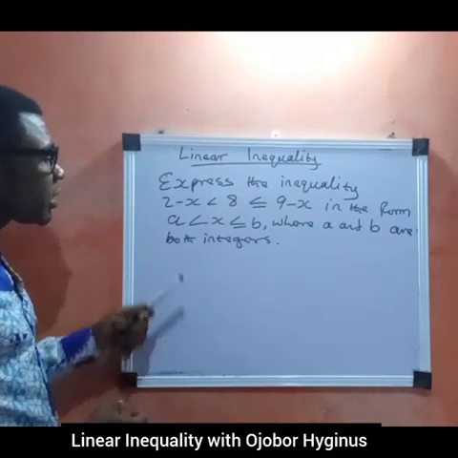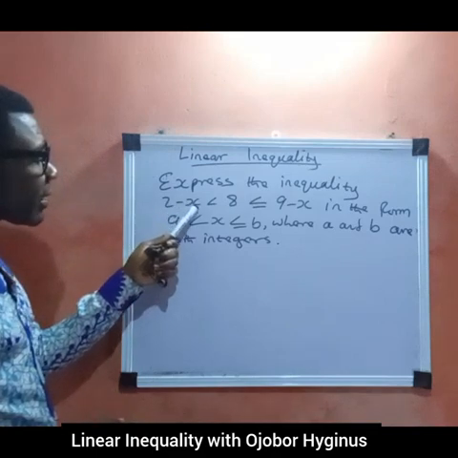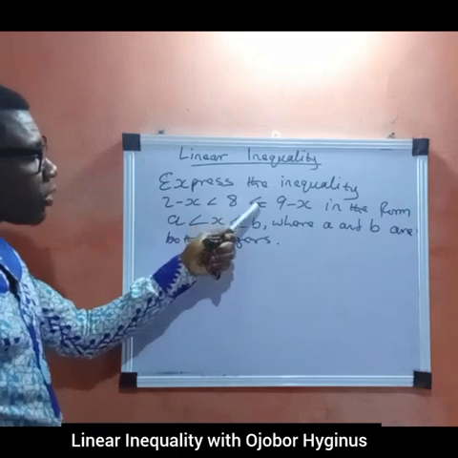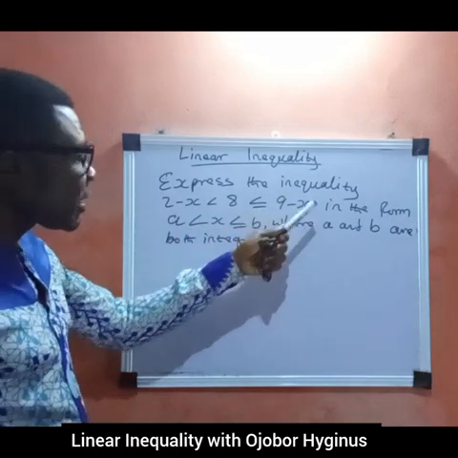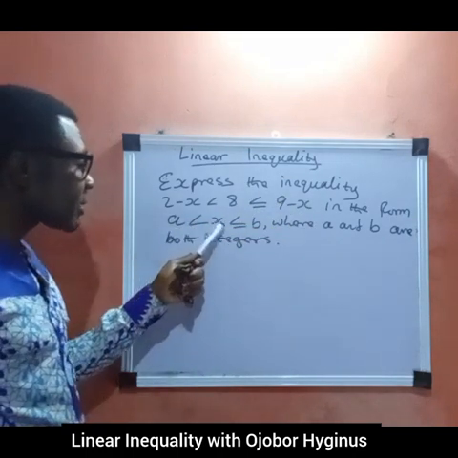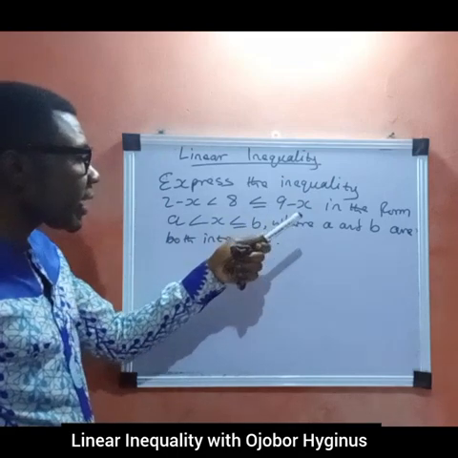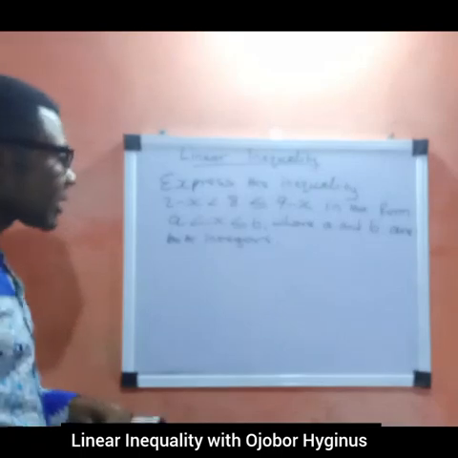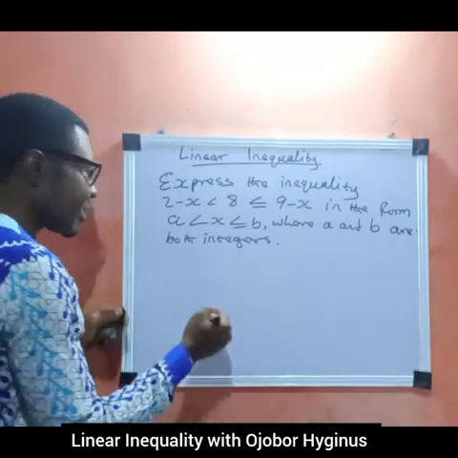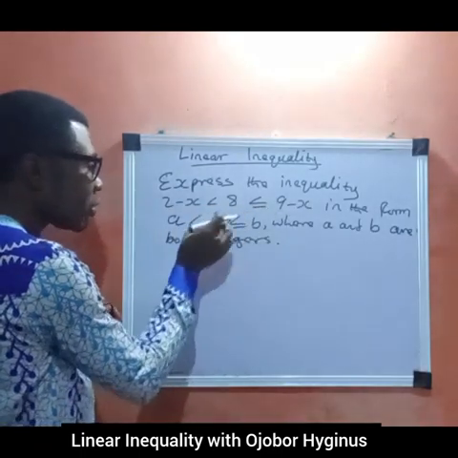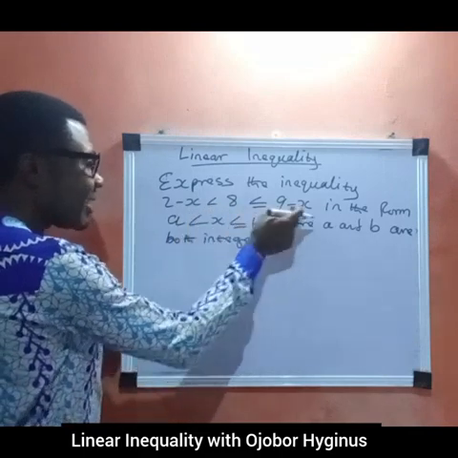So let us also look at this. Express the inequality 2 minus x less than 8 less than or equal to 9 minus x in the form a less than x less than or equal to b, where a and b are both integers. Just like we did just now, we are going to divide this into two inequalities because you can see two inequality signs in one.